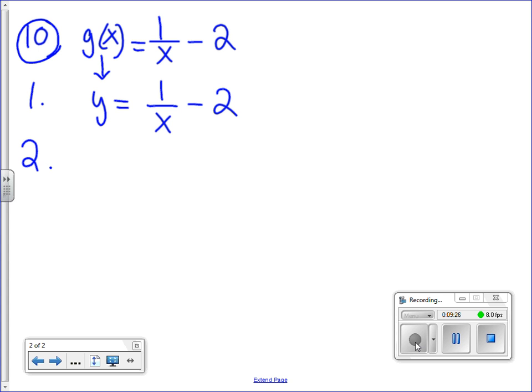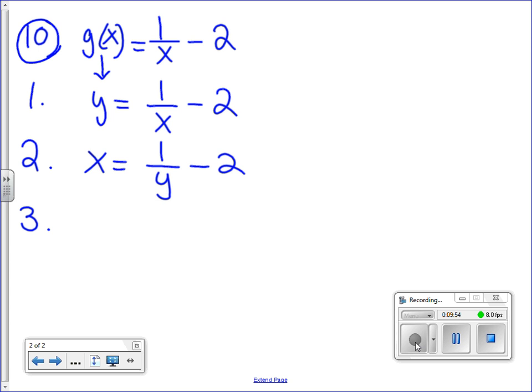Step number 2. What was step number 2, Alvin? Interchange x and y. So this y becomes x, and the x becomes y. That's simple. Now from here, step number 3, what would that be?